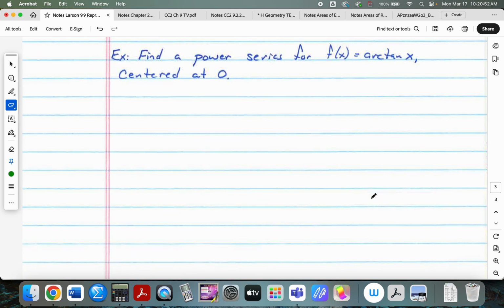All right, so here, let's find a power series for f of x is equal to arctangent of x. You're like, arctangent of x. Well, remember that the integral of 1 over 1 plus x squared dx is equal to the arctangent of x plus some constant. So I'm going to start by finding a series for 1 over 1 plus x squared.